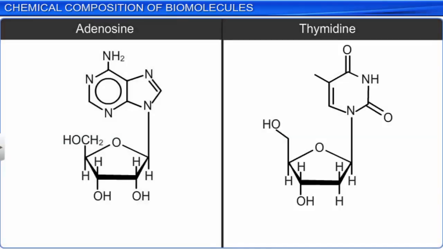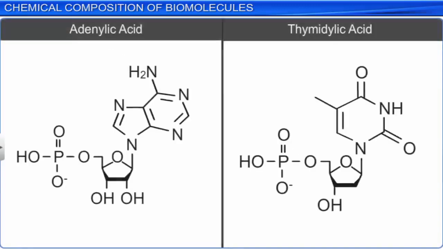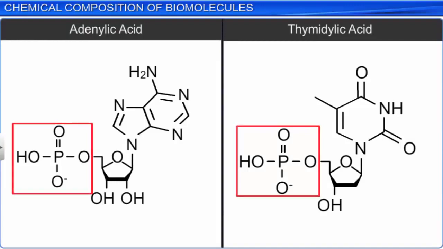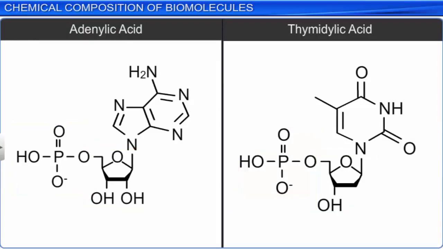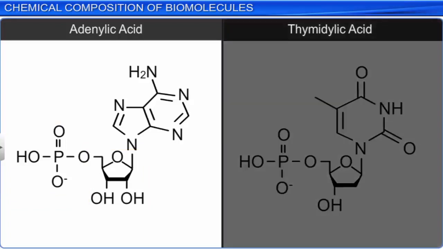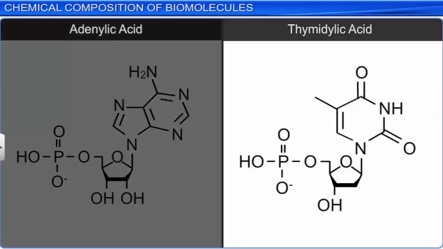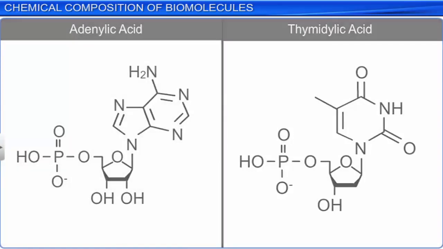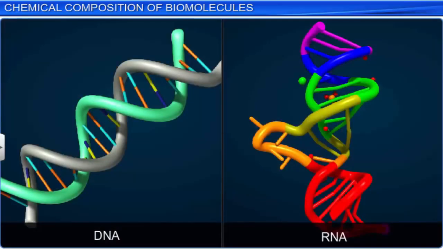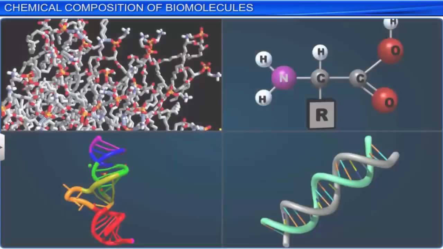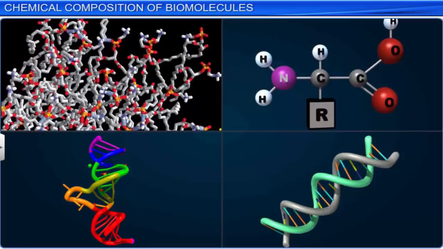On the other hand, if a phosphate group is also found esterified to a sugar, they are called nucleotides, such as adenylic acid and thymidylic acid. Nucleic acids, such as DNA and RNA, consist of nucleotides. They are molecules involved in heredity. Thus, biomolecules act as building blocks of life and perform vital functions in living organisms.